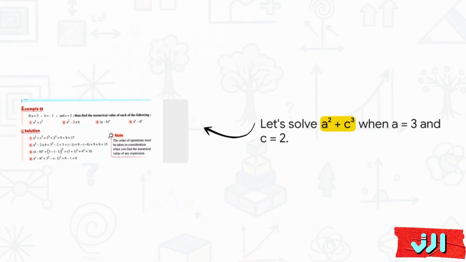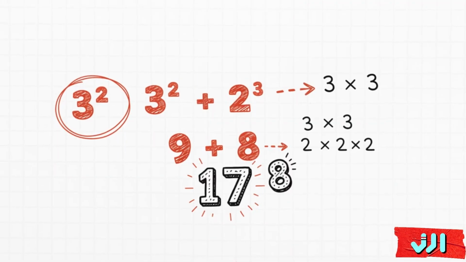All right, let's walk through this one together. We need to solve a squared plus c cubed, and we know that a is 3 and c is 2. So step 1, substitute. We'll swap out those letters for their numbers. That gives us 3 squared plus 2 cubed. Now, for step 2, we take care of the exponents. 3 squared is 9, 2 cubed is 8. And for our last step, the operation, we just add them together. 9 plus 8 gives us our clean, final answer of 17. See? When you just follow the rules of the code, it leads you straight to the solution.